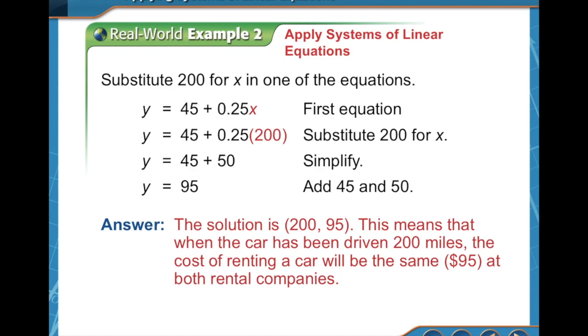This means that when the car has been driven for 200 miles, since that was x, the cost of renting a car will be the same, $95 at both rental companies. So that answers our question. How much would you pay at both? $95. And you pay the same amount when the car has been driven for 200 miles exactly. Because this 200 was our x value. That's our x. And the $95 was our y in our answer. So we're turning our ordered pair here into some real context with the miles and the dollars.